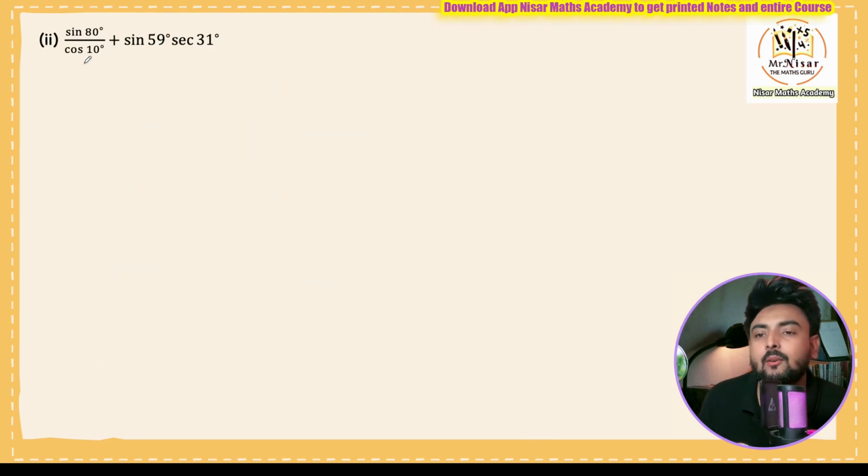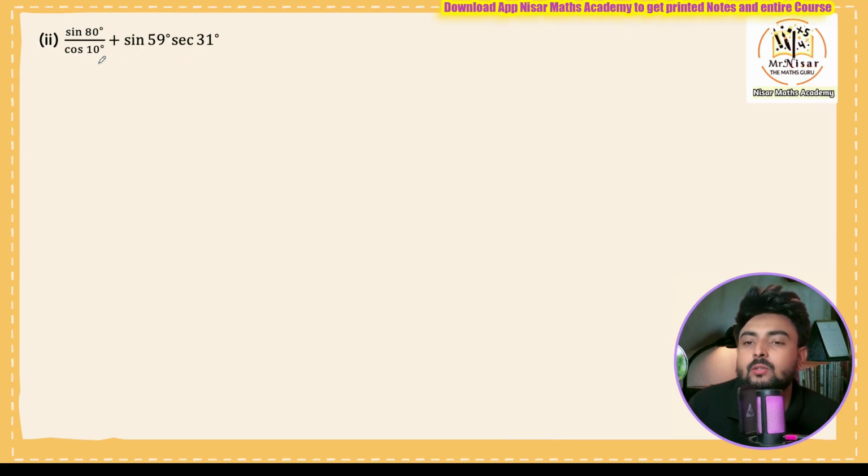The next question we have is sin 80 by cos 10 plus sin 59 into sec 31. Now here, children, I can see that sin and cos are complementary to each other. Can I say sin 80 means cos 10? Yes. So cos 10 both will get cancelled here. Now it is sin 59, and sin 59 is complementary to cos. So can I say that sin 59 means cos 31? Yes. So cos 31 and sec 31 are again reciprocal to each other. We can cancel it, and here we'll get 1, and here it will come 1. So 1 plus 1, the answer will be 2.